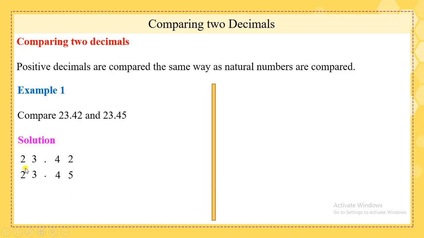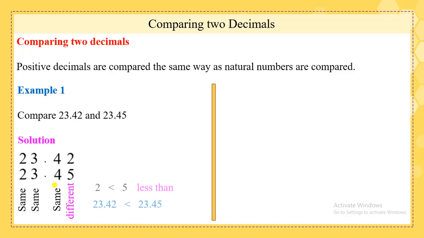Now begin your comparison by comparing the highest digit in the whole number part, which is 2. 2 is the same as 2. Move now to compare 3. 3 is also the same as 3. Now move to the decimal part, compare the first digit, 4 is the same as 4. Now move to the hundredth digit, 2 and 5 are different. Compare 2 and 5. 2 is less than 5, then 23.42 is less than 23.45.